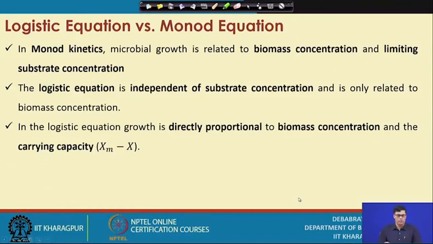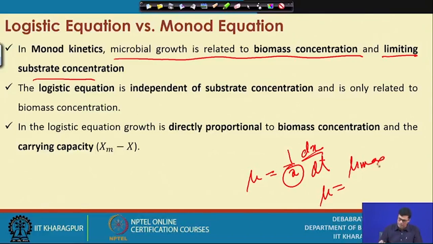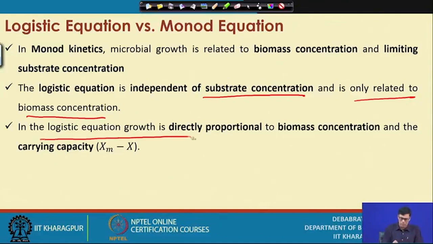So, what is the difference between the logistic equation and the Monod equation? The Monod equation, as I pointed out, relates growth to the biomass concentration and limiting substrate concentration. Am I right? Biomass concentration, because when we considered mu, it equals 1 by x dx by dt, so it depends on the concentration of the cells. And if you look at the Monod equation, mu equals mu max S by Ks plus S, so it is the limiting substrate concentration. The logistic equation is independent of substrate concentration; it is only related to the biomass concentration, as we have already observed. In the logistic equation, growth is directly proportional to the biomass concentration and the carrying capacity, xm minus x.